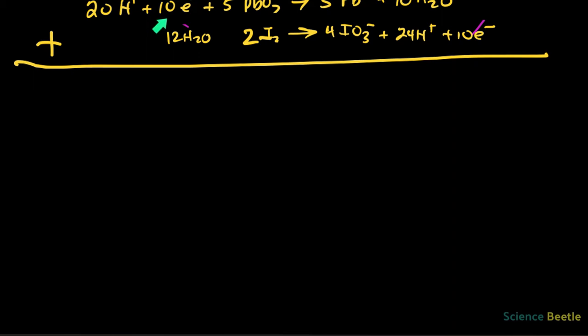And so here with the 10 electrons on the left, 10 electrons on the right, what we're going to do is just start going down the list and start canceling. So we don't need these 10 electrons here. And so we'll do that there.